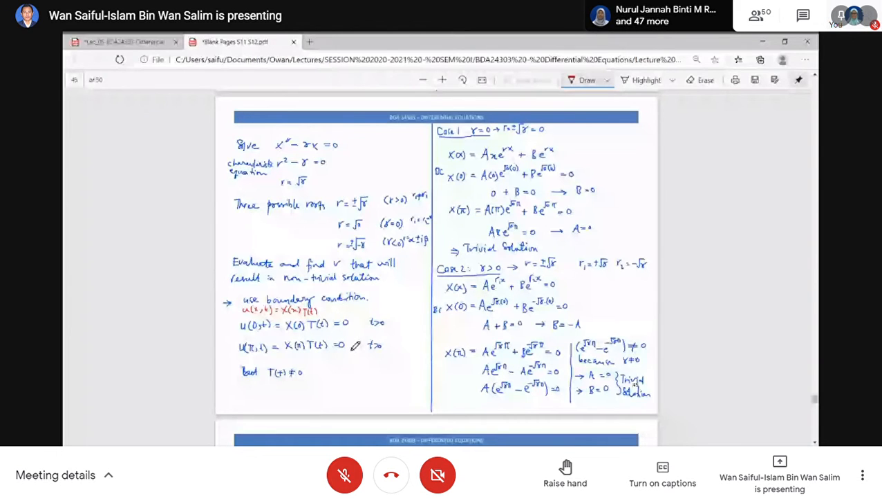Right, so therefore X(x) at x equal to 0 has to be 0, and X(x) at x equal to pi has to be 0, because these cannot be 0. Okay, syarat dia t ni tak boleh 0 kan. Alright. Okay, so then we try each cases.